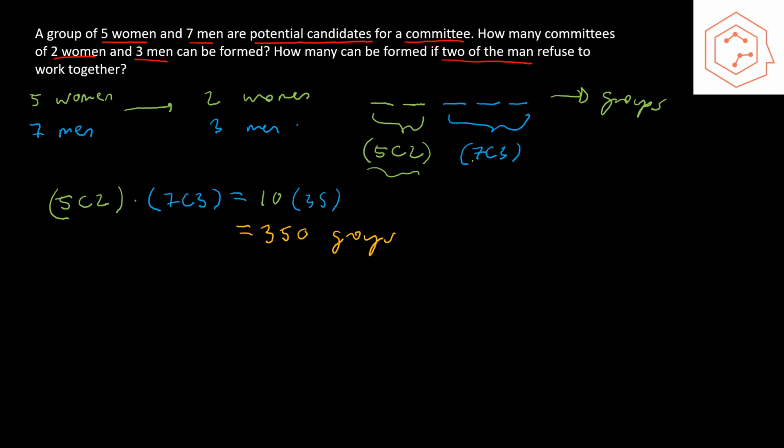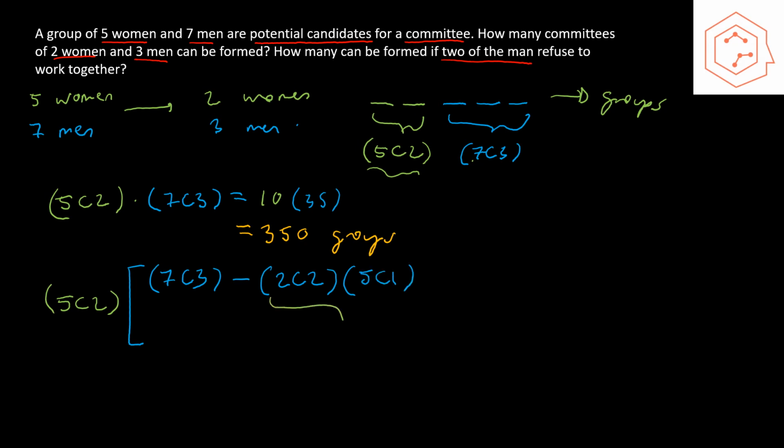Now in the case where 2 of the men refuse to work together, we still can form 5 choose 2 groups for the women. But now for each group of the women, we have 7 choose 3 spots for the men minus the spots where both of the 2 men that refuse to work together are put together. So that's 2 men, and we choose both of them. From the remaining 5 men, we choose 1.